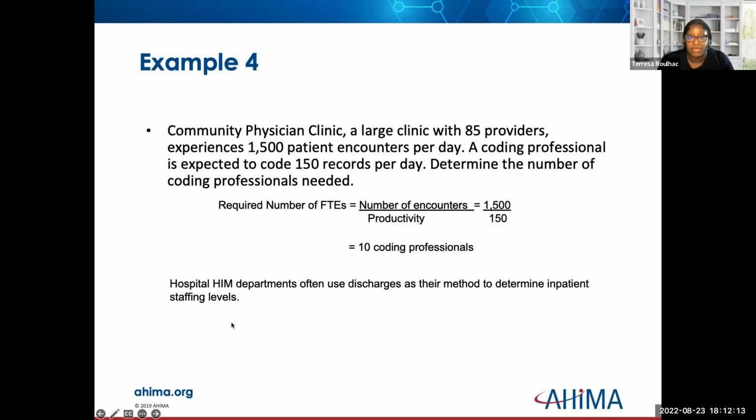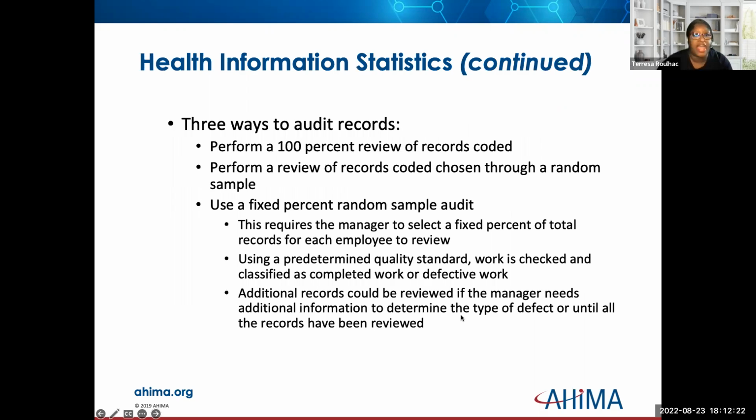Hospital HIM departments often use discharges as their method to determine inpatient staffing levels. With that, you see that there are 3 ways to audit records, okay? We perform 100% review of records coded. You use a fixed random sample audit. Now, as you can see, this requires the manager to really select a fixed percent of total records for each employee to review.